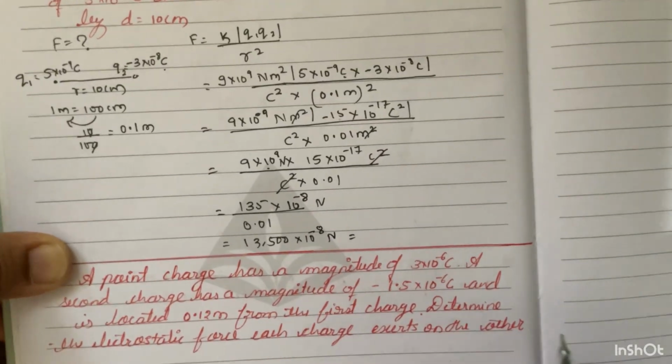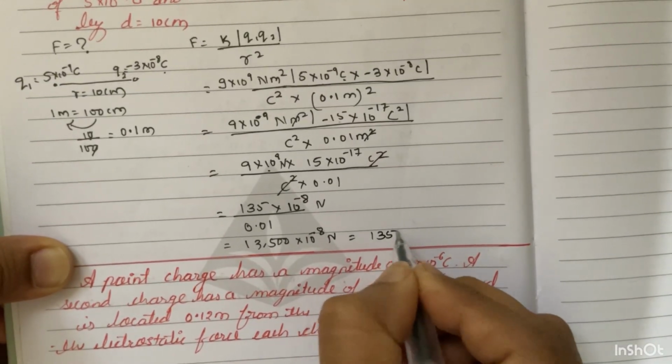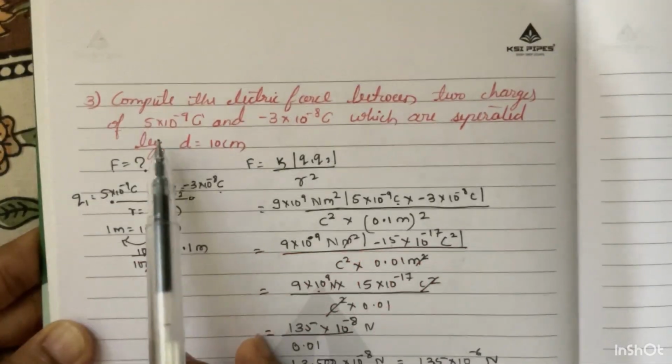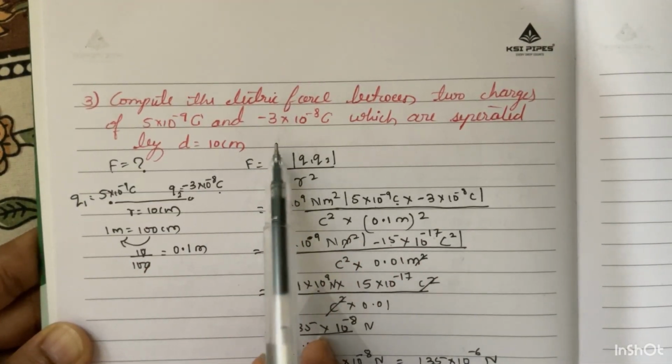And further this we can just write as 135 into 10 raised to the power negative 6 Newton also we can write here. Okay, since the charges are unlike charges, they will attract each other here.